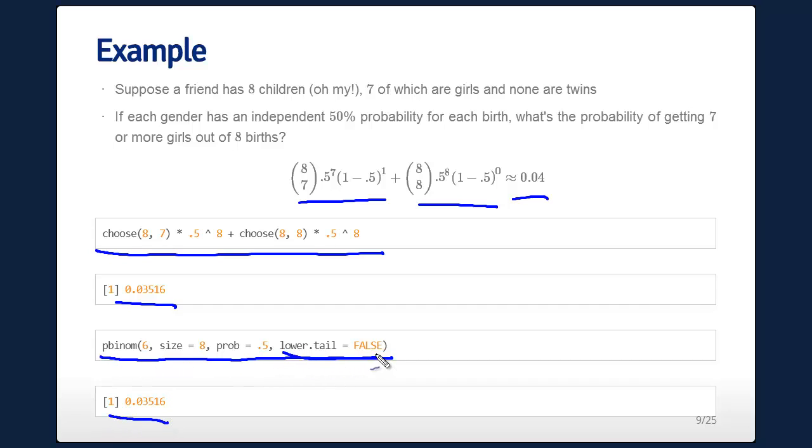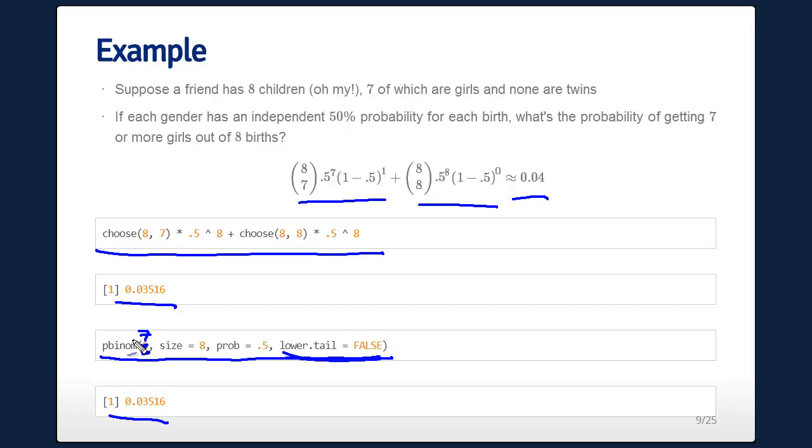If you do lower.tail equals FALSE, in other words, if you want the upper tail, it's important to note that it does greater than. So it starts counting at 7. So you have to put in 6 here, or any number from 6 up to but not including 7 will give you the same answer. Otherwise, if you did pbinom and put a 7 in there, it would be calculating a strictly larger than 7 probability, so it would start counting at 8.